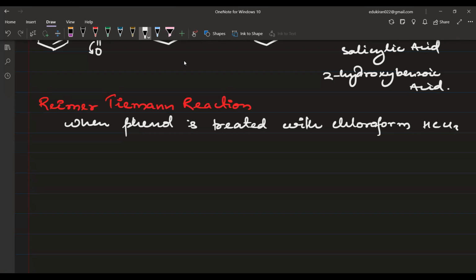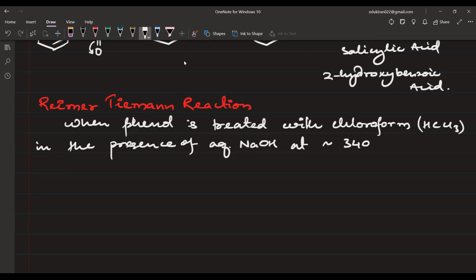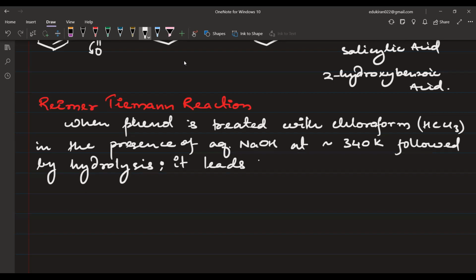Chloroform is CHCl3. Okay. When phenol is treated with chloroform, in the presence of aqueous NaOH, at around 340 Kelvin, followed by hydrolysis, it leads to formation of salicylaldehyde. Okay, it leads to formation of what? Salicylaldehyde.